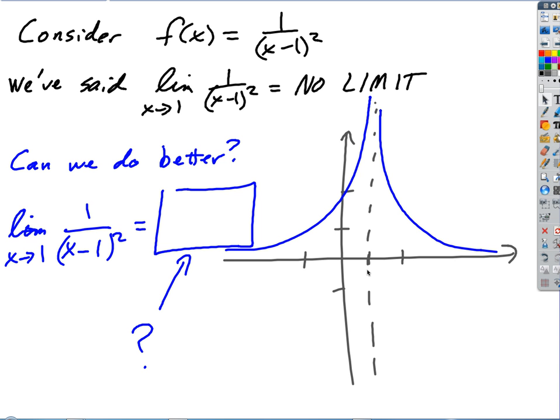You might be looking for something very profound. This would be a pretty simple answer. What could I fill in the box there that would be a better answer than no limit? I know you're going to get this, so I'll give you a second. There's no question you'll get this one. And just look at the shape of the graph. What's going on as x approaches 1?